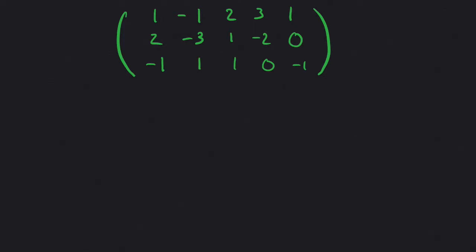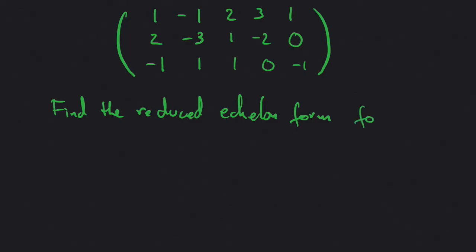Let me work out in this video an example of how to work out echelon forms in matrices. So let's consider the following matrix. Let's look at the matrix 1, -1, 2, 3, 1, 2, -3, 1, -2, 0, -1, 1, 1, 0, -1. And suppose that we want to find the reduced echelon form for this matrix.